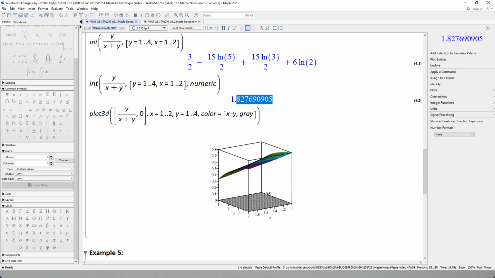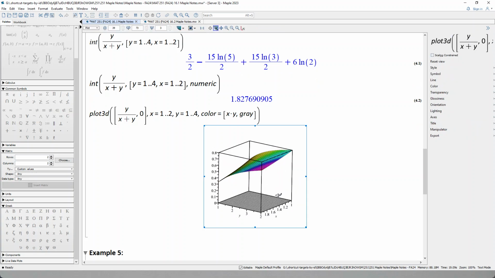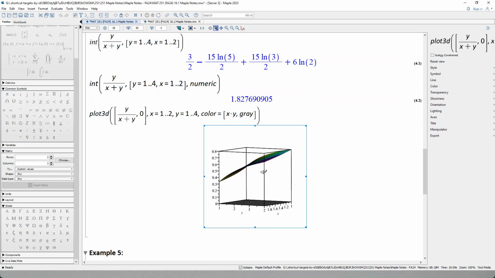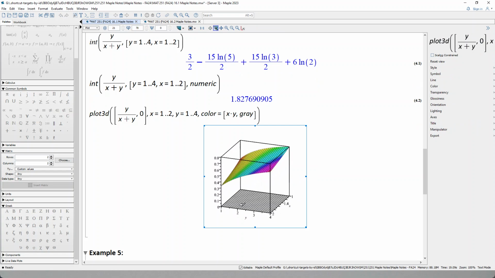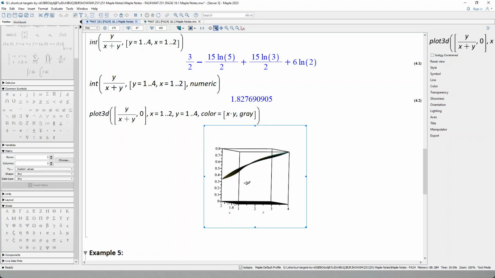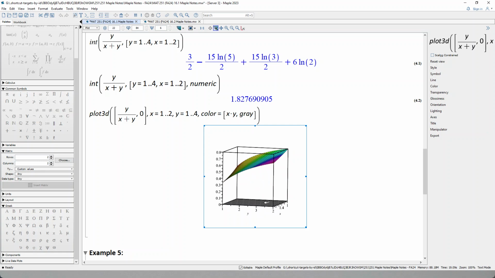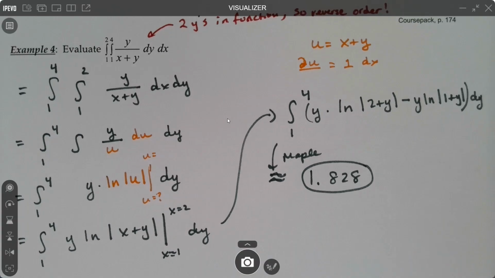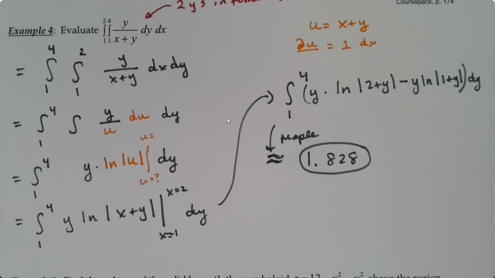So if you want to see what we're doing, we have this surface, which is y over x plus y. That's that rainbow surface here. And then we have the rectangle down below in the xy plane. And so what we're doing is we're finding the volume of the space between the xy plane and that surface, which in this case is 1.828 roughly, whatever, meters cubed, centimeters cubed, inches cubed, we don't know, right? But that's what it would be.